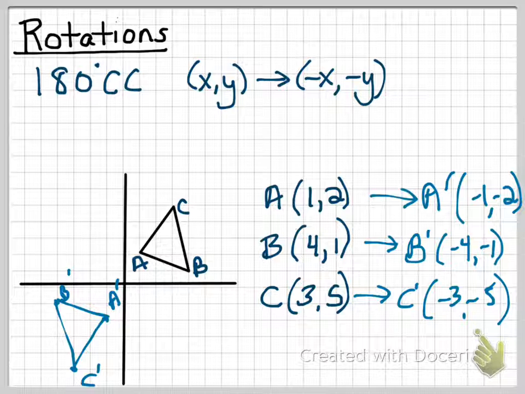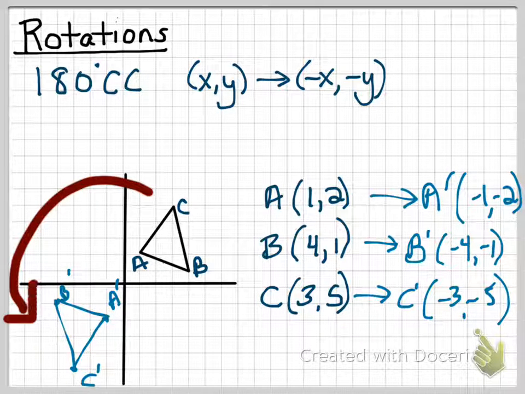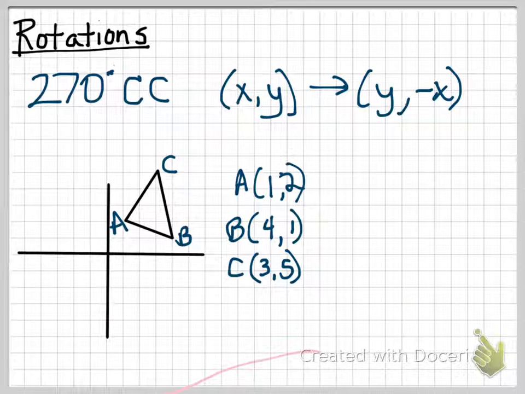But notice what happens here: a 180 degree rotation takes us from quadrant 1 over to quadrant 3. And for each one, if I wanted to, I could connect A to the origin to A prime, and it should make a 180 degree angle. Same thing, B to the origin to B prime, 180 degree angle. Same thing for C. For most people, the 180 degree rotation is the easiest one to do of them all. So the last one we're going to look at is 270.